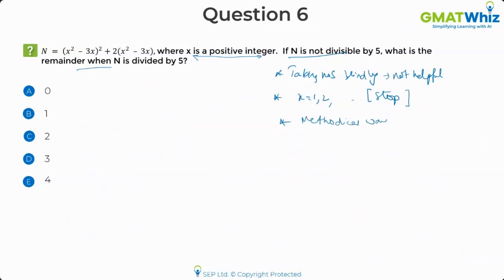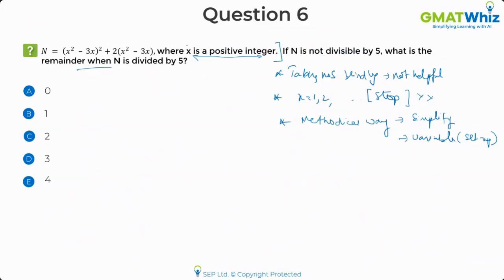And when I say methodical way, it could mean anything. Since there's a number properties kind of question where I have an expression, methodical way would mean I will try and simplify. In a word problem question, I might take up a variable and try to set up an equation. It could mean any of these things when we are taking values and solving a question and it's not working. And in this question, especially, the problem is that you have been given an additional constraint. There are two constraints, basically.